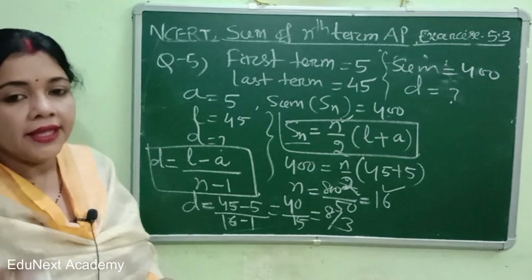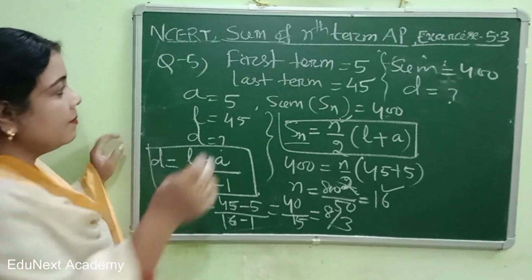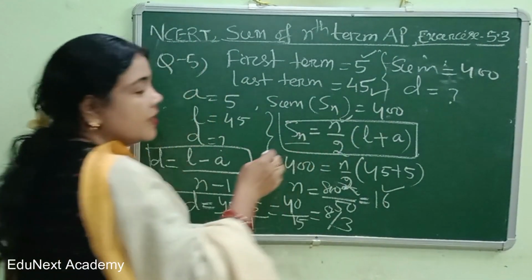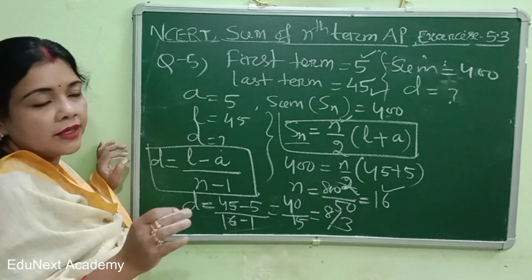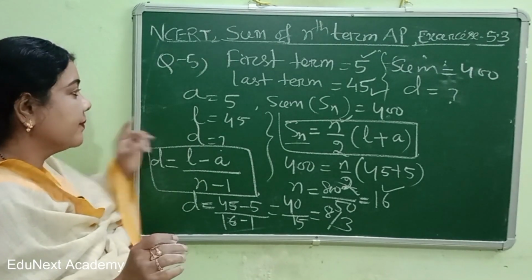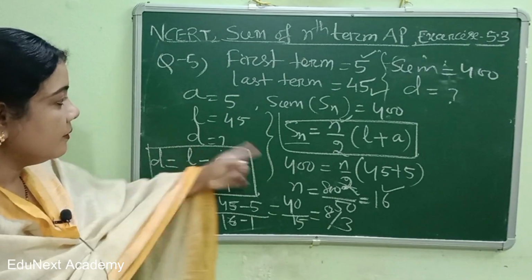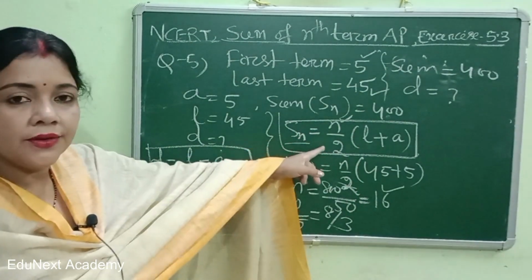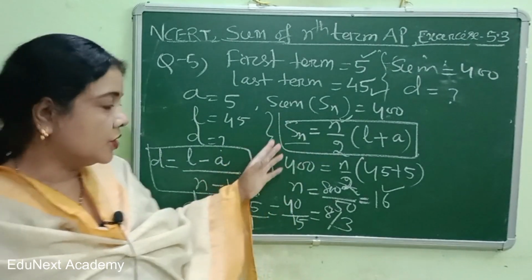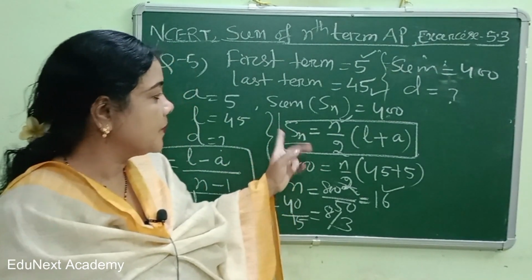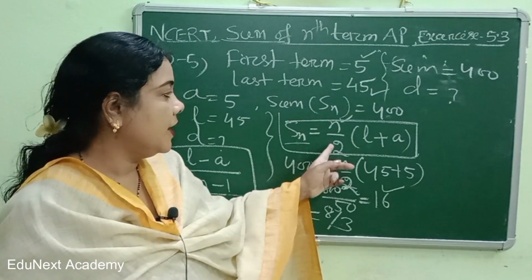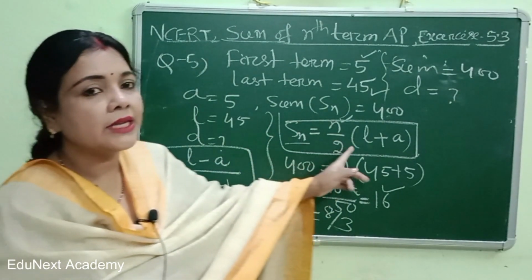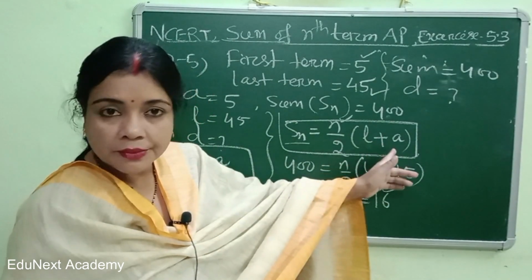Okay, again I am repeating. First term A is 5. Last term L is 45. Now, S of n, the total sum, is given. Now you have to find out the shortcut formula for S of n. S of n is equal to n by 2 times (A plus L), because the sum depends upon the last term and the first term. This formula you need to remember.